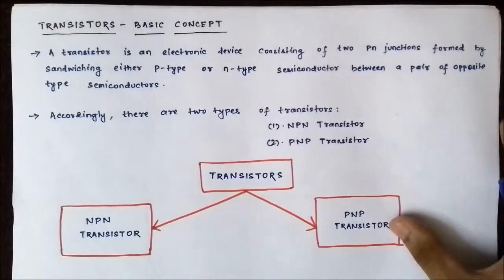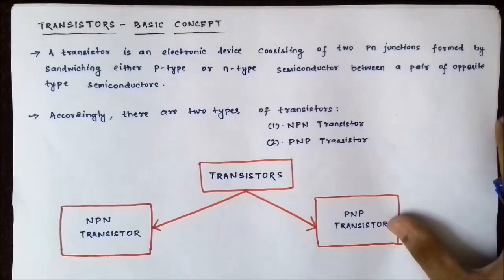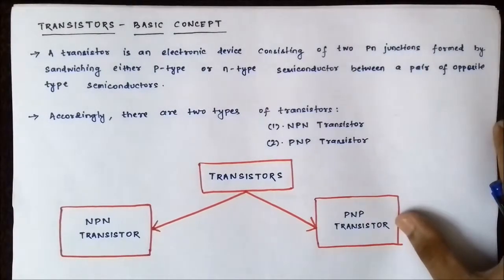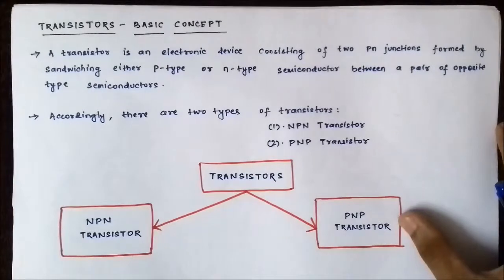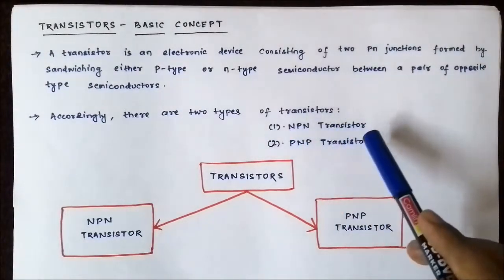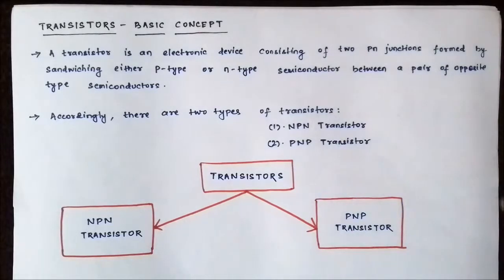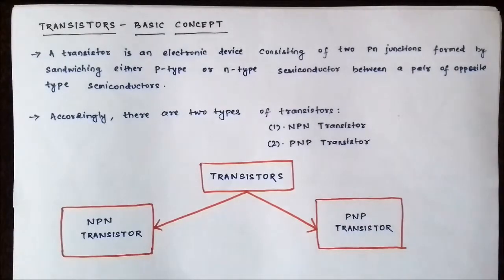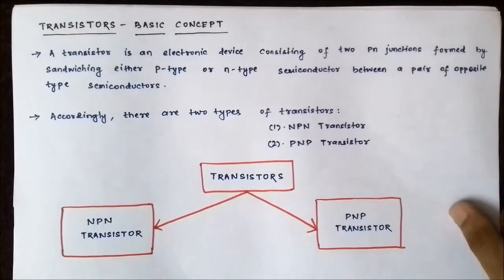So we have a p-type semiconductor placed in between two n-type semiconductors on top and bottom, which leads to an NPN transistor, and an n-type semiconductor placed in between two p-type semiconductors on top and bottom, leading to a PNP transistor. So we have two types of transistors formed because of the sandwiching technique. The first one is the NPN transistor and the second one is the PNP transistor. Both have their own characteristic features and are used accordingly in various processes depending upon those features.